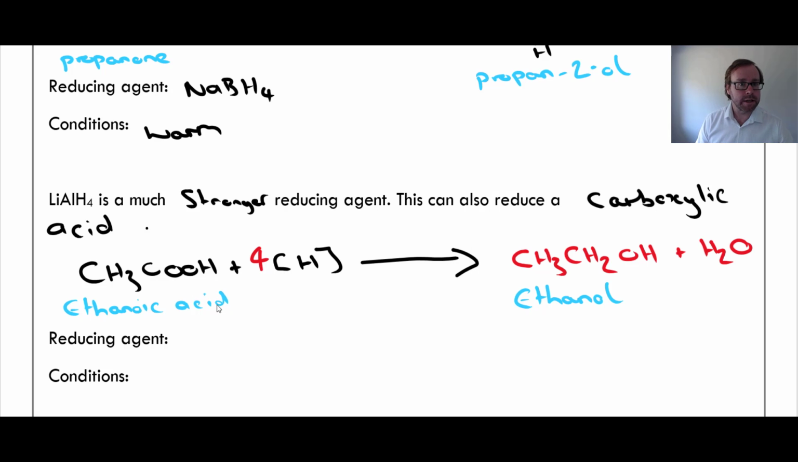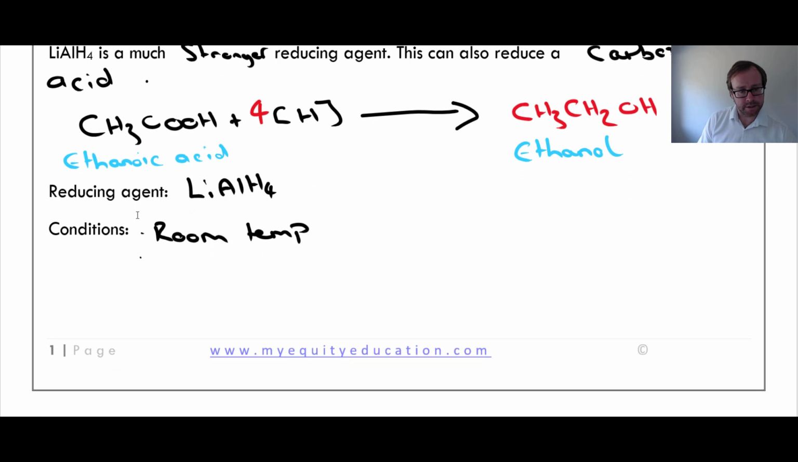The only tricky thing about this is we've only got one oxygen in our alcohol compared to 2 oxygens in our carboxylic acid. Therefore, we need to balance it with H2O, which means we need 4H. The reducing agent we would use is LiAlH4. It would occur at room temperature. Another condition, you don't really need to know this, but I'll write it in, is that it needs to be carried out in a solution of ether. It gets a bit complicated, so we'll just leave it at that.